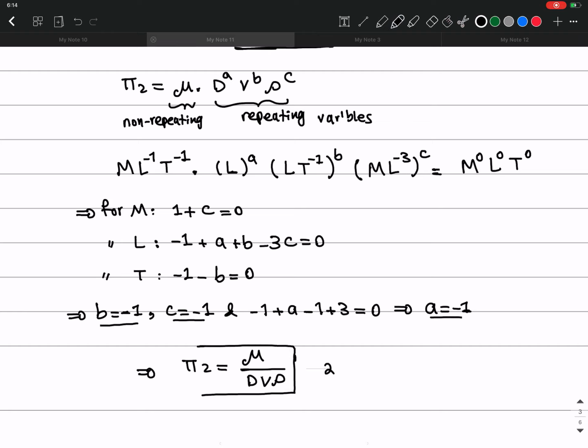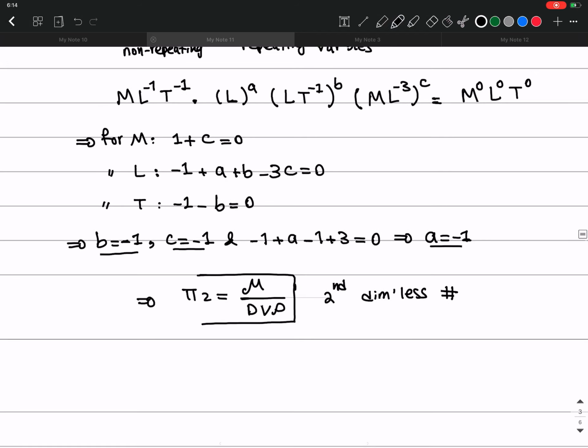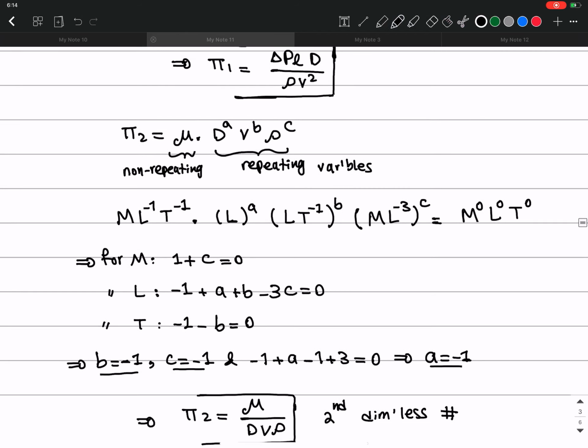So this is the second dimensionless number. Okay, and based on the pi theorem, we have two pi terms, or two dimensionless numbers in this problem that we found using the dimensional analysis. So pi 1 and pi 2, which are shown here.